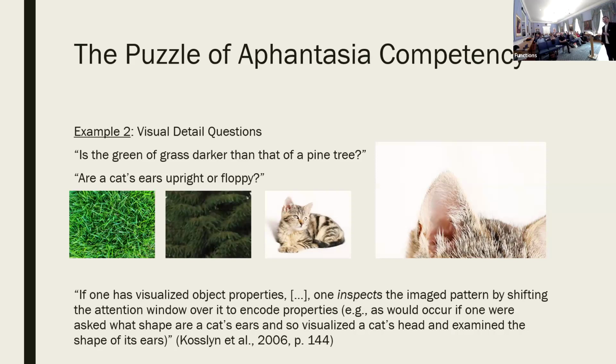So he is saying, if one has visualized object properties, one inspects the image pattern by shifting the attention window over it to encode properties. For example, as would occur if one were asked what shape are a cat's ears, and so visualize the cat's head and examine the shape of its ears. So if we buy into this, then again, we would think that aphantasics should not be able to answer these sort of visual detail questions, right? Because they're not able to form, let alone inspect, any sort of visual mental image.